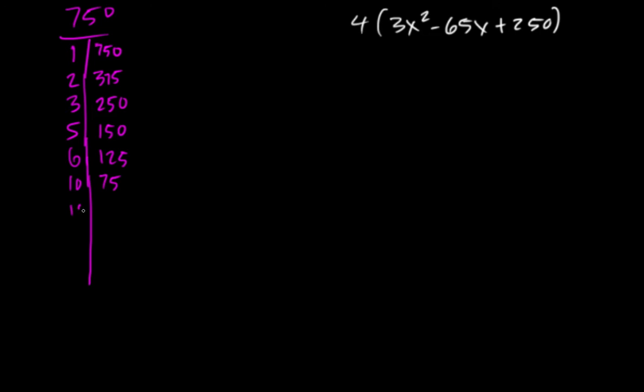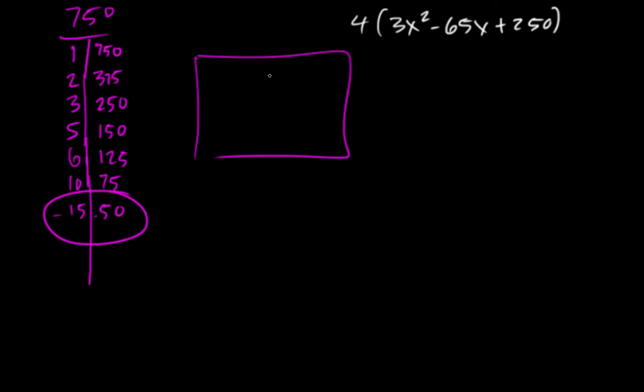15 and 50. Alright, there we go. That's the one we want. If we make both those negative, they make 65. Do our box: 3x squared, 250, negative 15x, negative 50x. Factor things out. That's just an x.